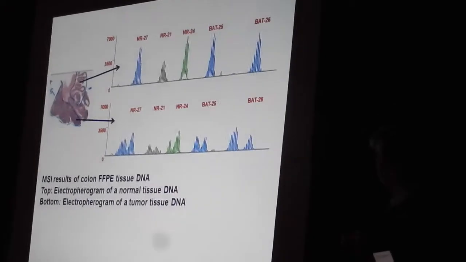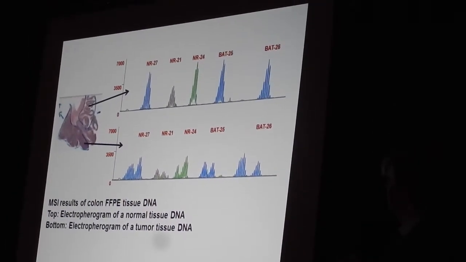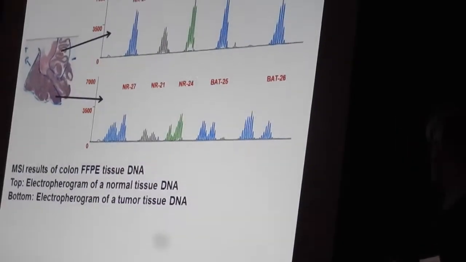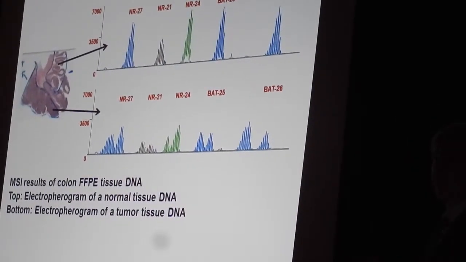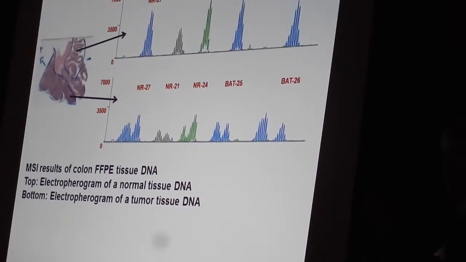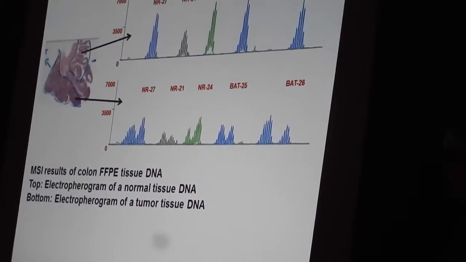This is really easy to interpret. And this shows that this patient has microsatellite instability in 5 out of 5 microsatellite loci. That would be microsatellite instability high. So to do this test, you have to have both normal and tumor. So if you get a little biopsy or something that doesn't have a normal component, you can't do this test. You're better off doing IHC.